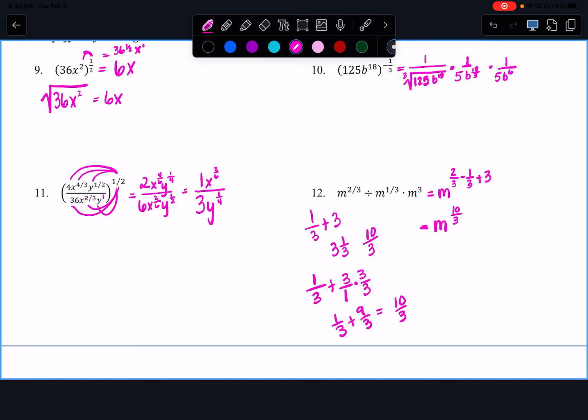Now, we need our yellow packet. The homework packet.